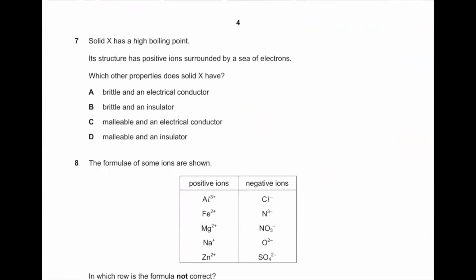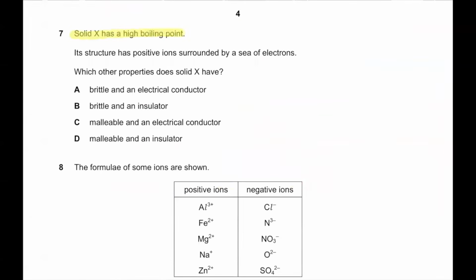Question number 7. Solid X has a high boiling point. Its structure has a positive ion surrounded by a sea of electrons. Which other properties does solid X have? Good. Solid X, it's a solid. It has a high boiling point. And its structure is surrounded by a sea of electrons. Typically, this is a property of metal.